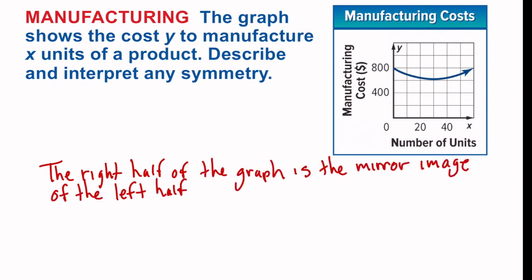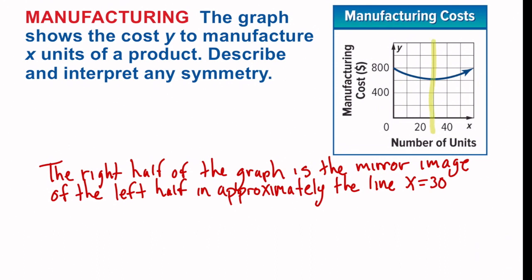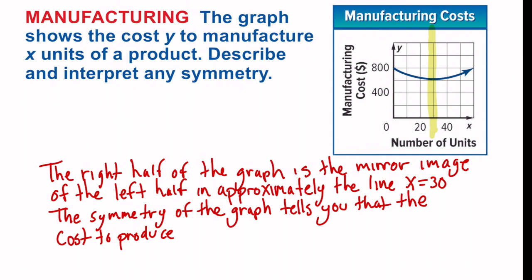The right half of the graph is the mirror image of the left half, and approximately where the line of symmetry would be is where x equals 30. So if I were to draw a line at x equals 30, that means that's where I would cut my graph in two equal parts. So that should be the line of symmetry. It also means that whether you make 30 units or more, or 30 units or less, the cost would always be the same. So in other words, making 30 units would always be the cheapest because that's the minimum of the graph.